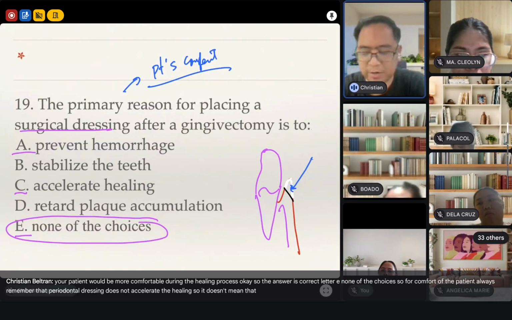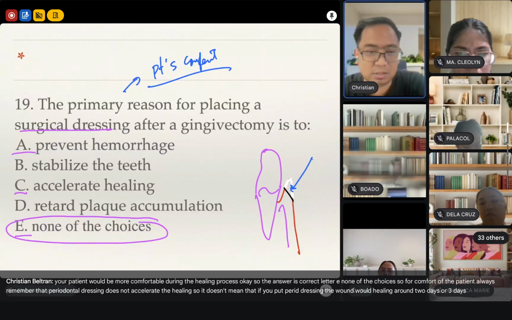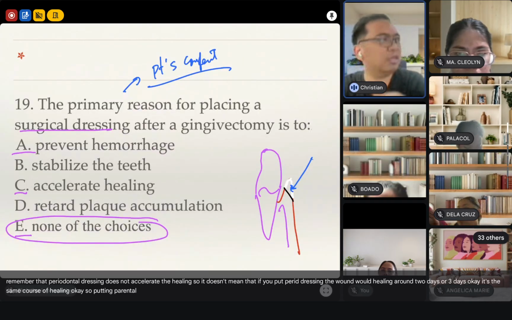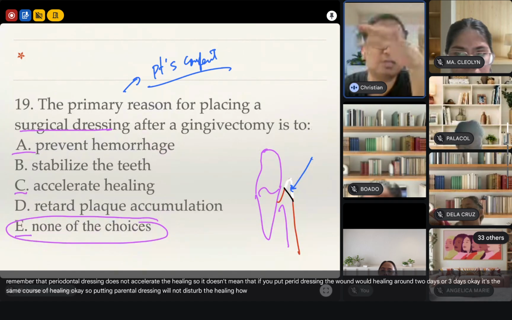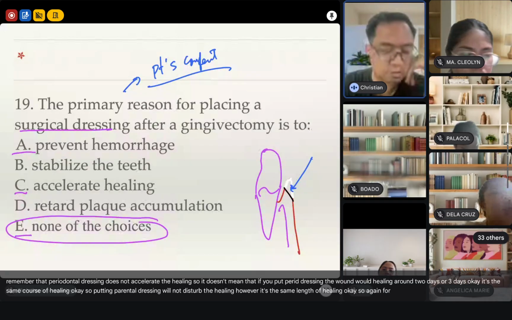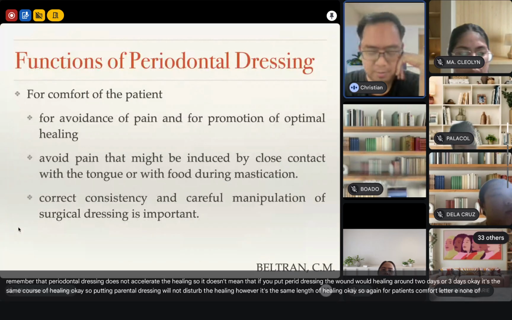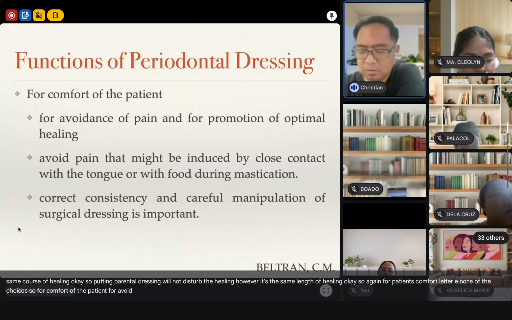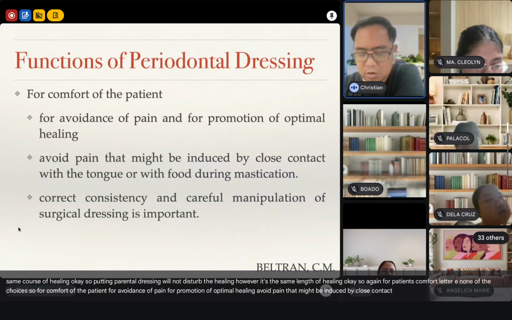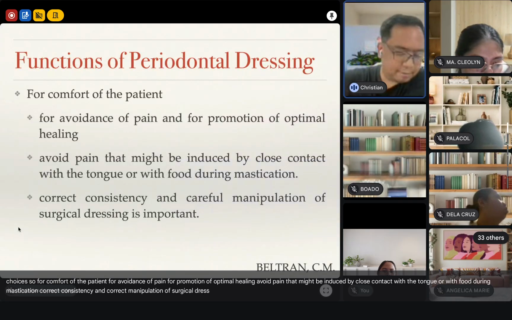So it doesn't mean that if you put periodontal dressing, the wound would heal in around 2 or 3 days. It's the same course of healing. Putting periodontal dressing will not disturb the healing. However, it's the same length of healing. So again, for patients' comfort. Letter E, none of the choices. So for comfort of the patient, for avoidance of pain, for promotion of optimal healing, avoid pain that might be induced by close contact with the tongue or with food during mastication. Correct consistency and correct manipulation of surgical dressing is important.